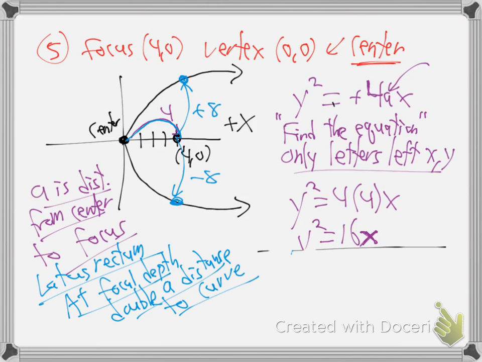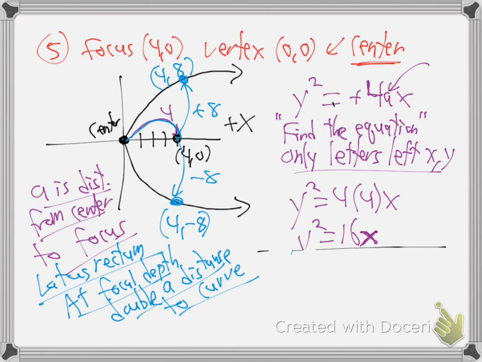They basically tell you how wide the mouth opens. It's a quick, easy way to get the width of the mouth of the opening of the parabola. So they want the actual coordinates then. What are the coordinates of this point? Over 4, down 8. And what are the coordinates of this point? Over 4, up 8. Again, it's at the focal depth, right?